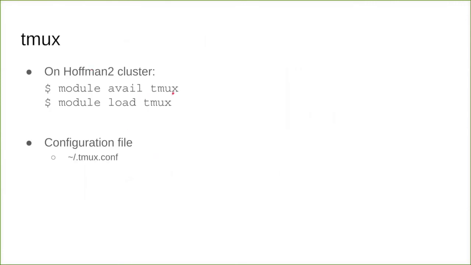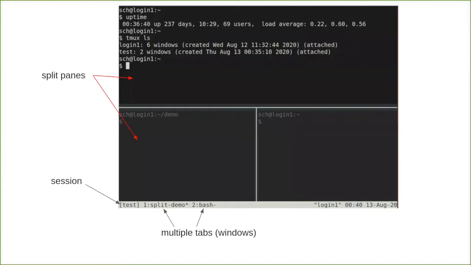On Hoffman-2, Tmux is also available. You can run module available tmux to see the versions, and you can load Tmux and run Tmux. The Tmux configuration file has hundreds of options to configure depending on how you want it. I will show you my configurations in the GitHub repositories. I have relatively simple configurations, but you can also go crazy on a configuration to make your Tmux very fancy.